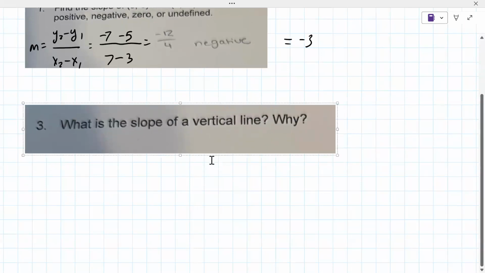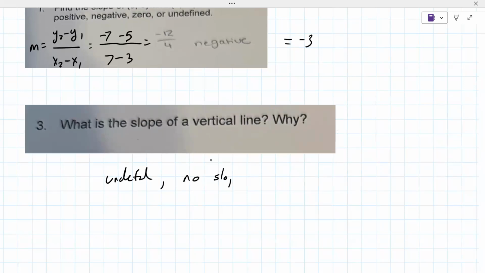It's opposite, but like undefined, but I don't know why. Well, it's undefined, or you could say no slope. Both of those are good.